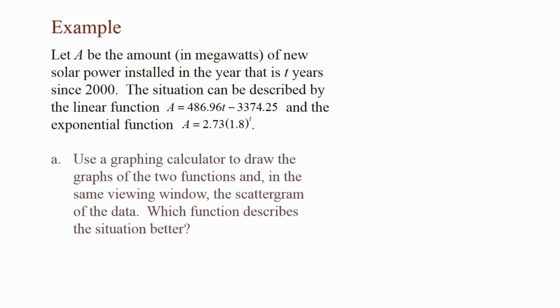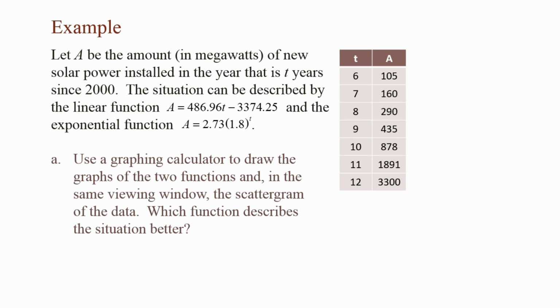Let A be the amount in megawatts of the new solar power installed in the year that is T years since 2000. The situation can be described by the linear function A equals 486.96 T plus 3,374.25 and the exponential function A equals 2.73 parentheses 1.8 to the T power. Part A. Use a graphing calculator to draw the graphs of the two functions and, in the same viewing window, the scattergram of the data. Which function describes the situation better?